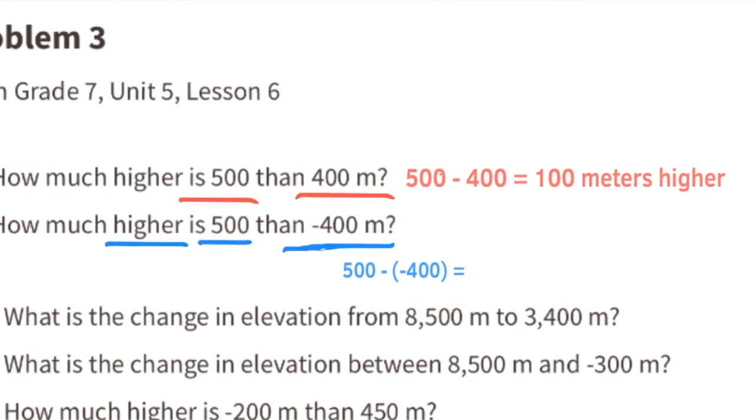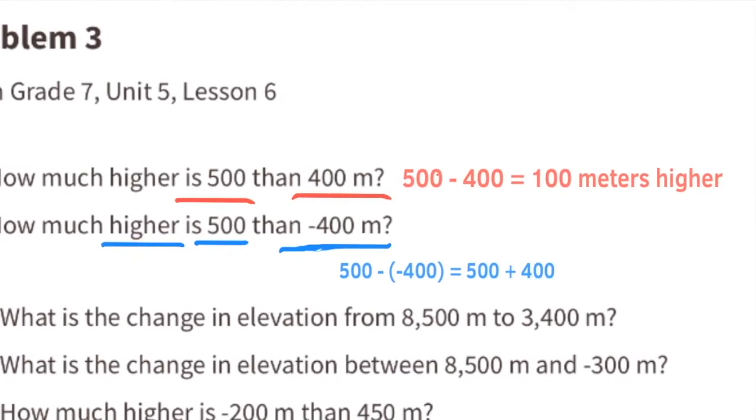500 minus negative 400, or 500 and the opposite of negative 400. The opposite of negative 400 is positive 400, so 500 and positive 400. That's a difference of 900 meters. So 500 meters is 900 meters higher than negative 400 meters.